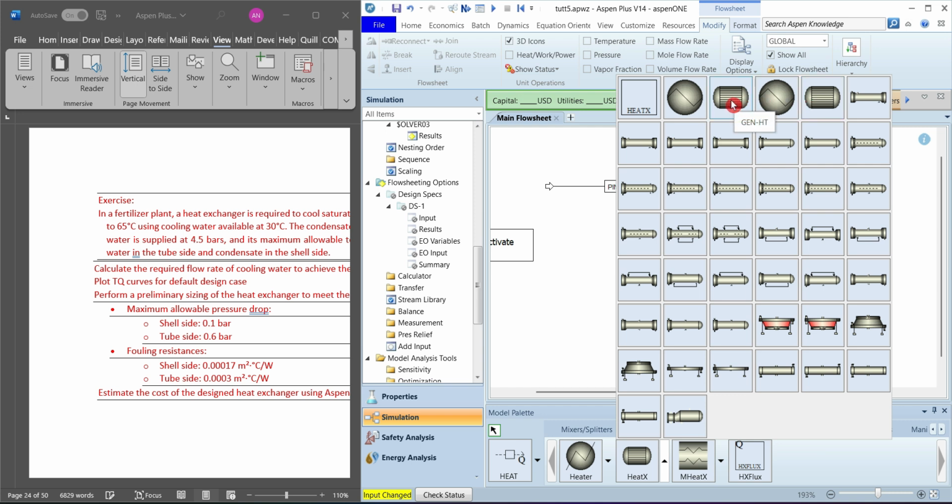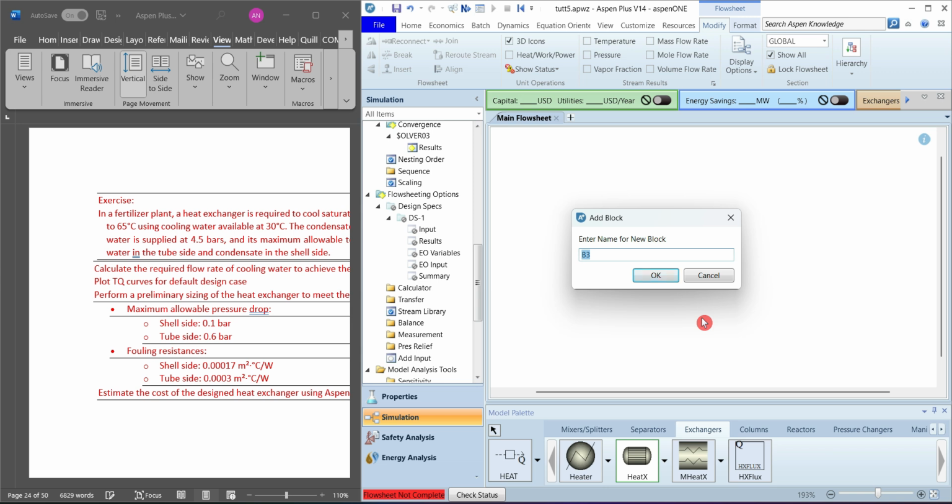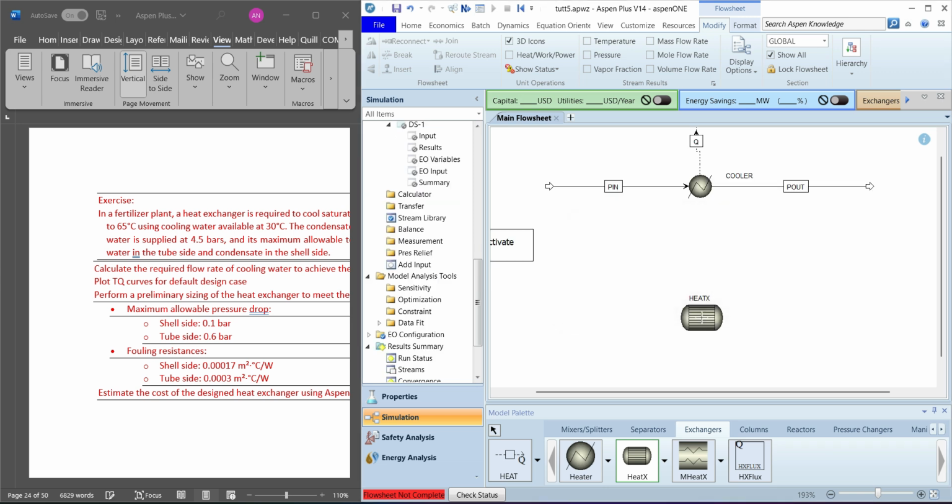Let's say the hot fluid in the tube side, condensate in the tube side, and cooling water in the shell side. So for that purpose, take the second icon. Name anything, let's say HeatX, and connect 4 streams. Take a material stream. Be careful, we have to have 2 material streams inlet and 2 outlet.